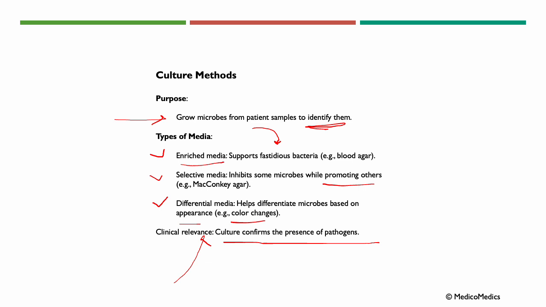So culturing is like growing plants in a garden. Different soils, quote unquote media, help grow specific microbes, and once they grow, we can identify them.